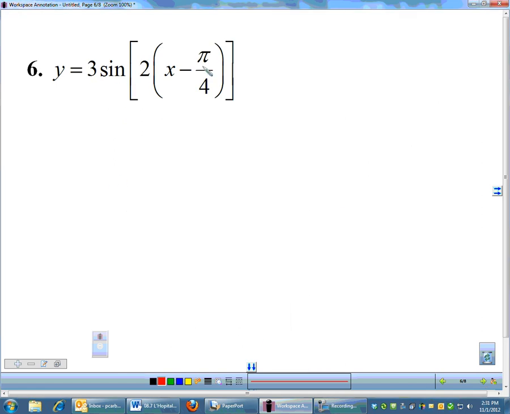Okay, let's look at this one. This one's very hairy, a lot of stuff going on. The last one was very straightforward. All there was, was a shift. This one has some other junk going on.